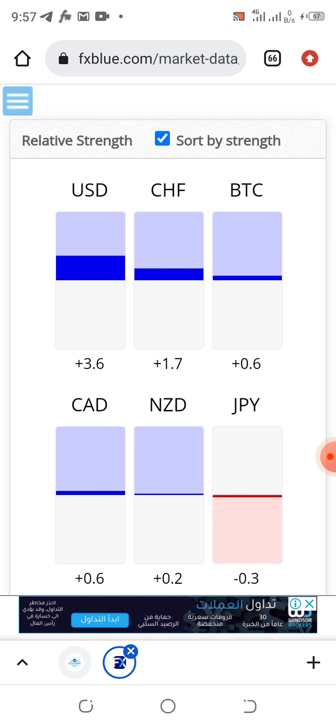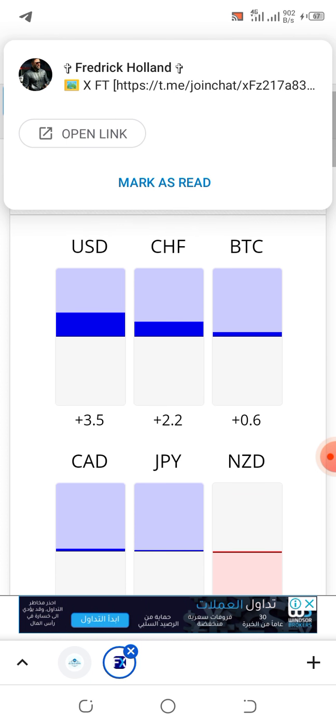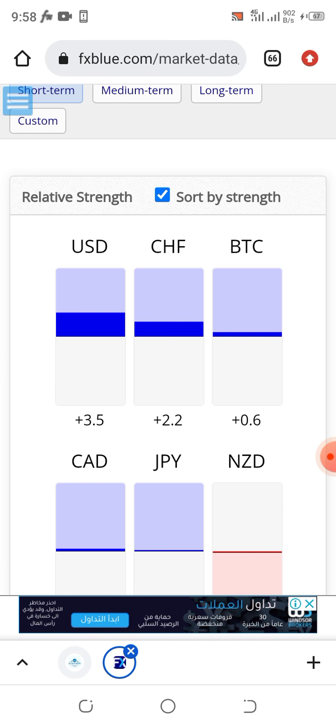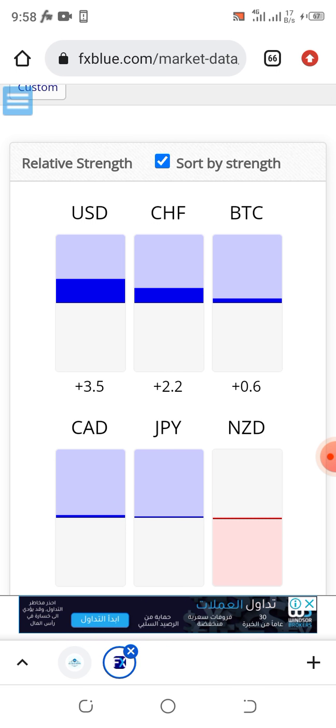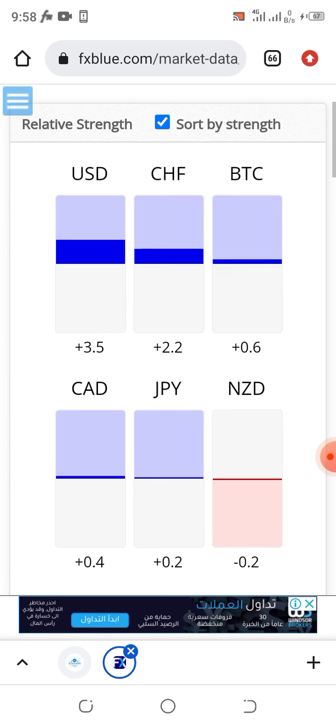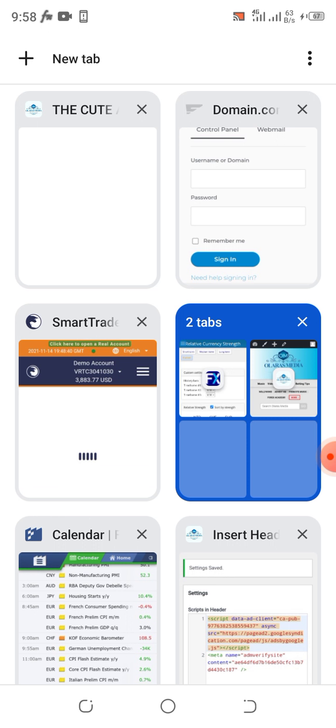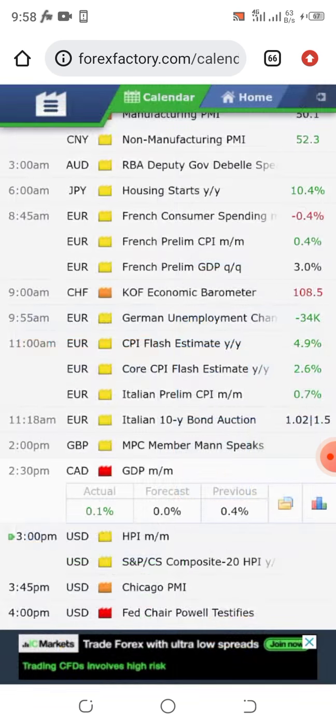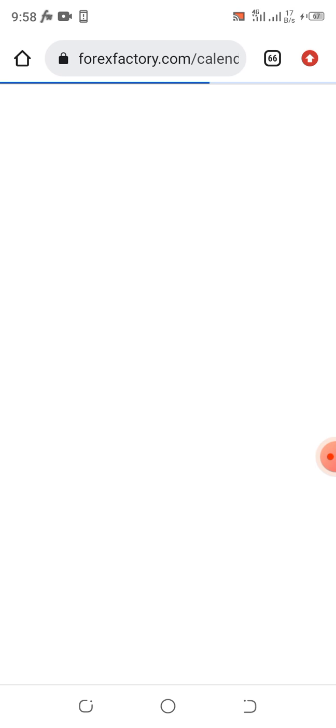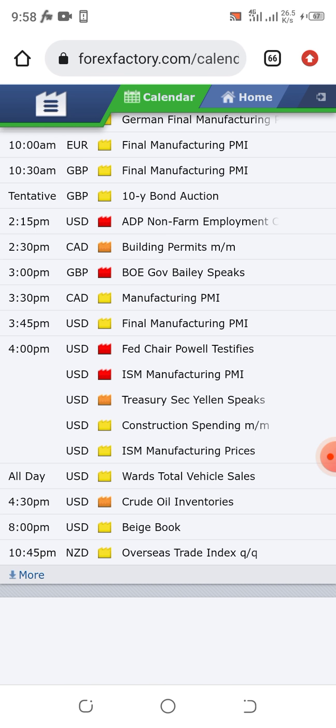If the actual result of that euro news is strong, you check here and you can see that euro is also strong and USD is weak, which means you are going to place your trade EURUSD, you are going to buy to make profit. I think you are getting my point. For the use of Forex Factory as well, the same thing is applicable.